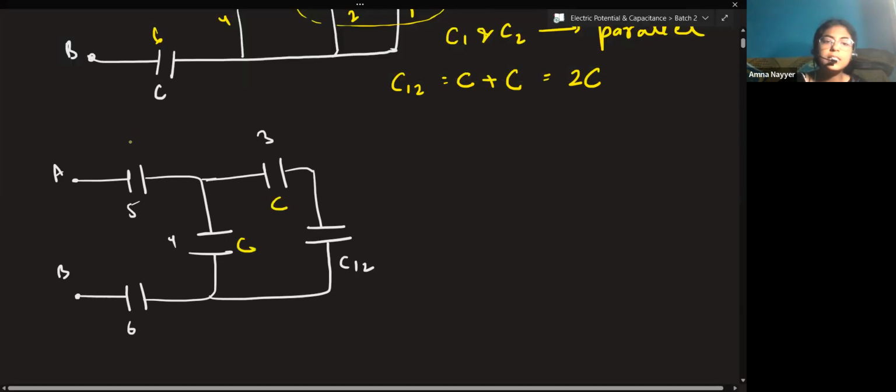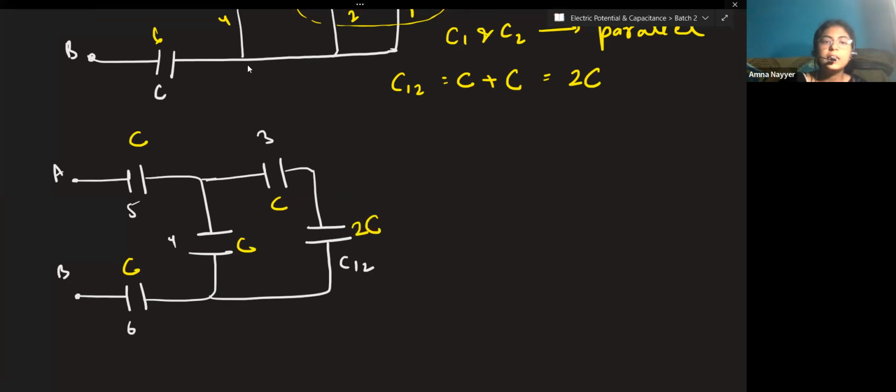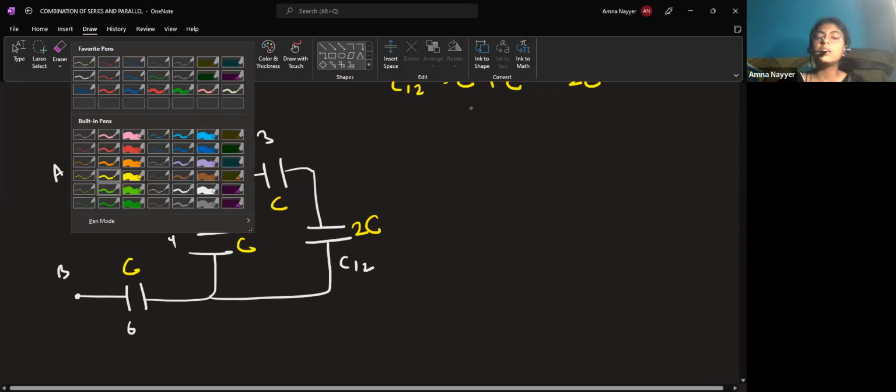This value is C. This value is C. But C12, this is 2C now. This is my equivalent circuit now. Now I have to solve it further. I have still not reached the end.